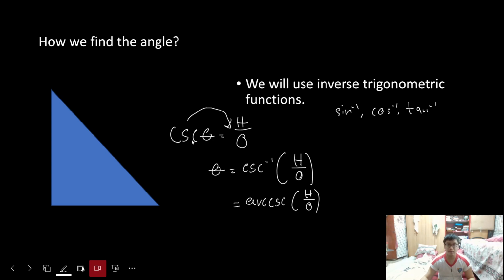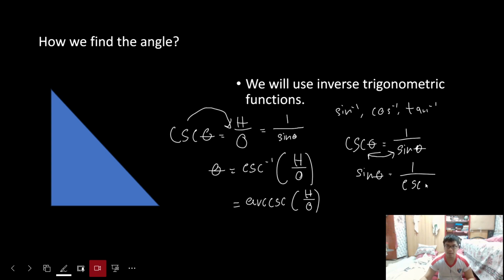Remember your cosecant theta, it's the reciprocal of sine theta. So in other words, cosecant theta is equal to 1 all over sine theta. Let me just rewrite it here. Cosecant theta is equal to 1 all over sine theta. What I'm going to do here is switch the position of sine theta and cosecant theta. So what I will have is sine theta is equal to 1 all over cosecant theta.